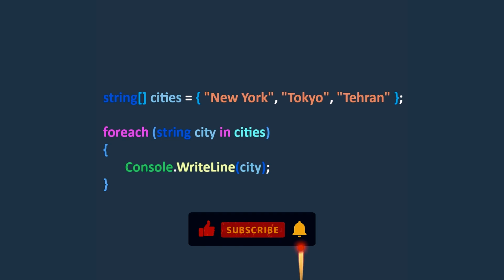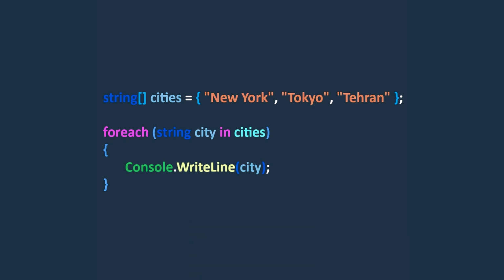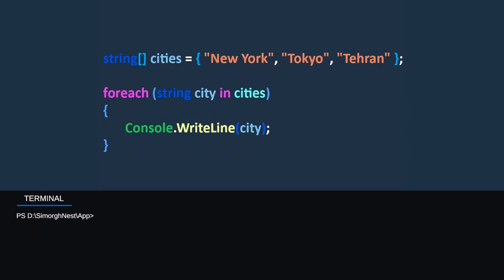Here's how we can use the for each loop to iterate over an array. In this example, we have an array of strings called cities. The for each loop iterates over each element in the cities array and assigns it to the variable city. We can then perform actions on each individual city, such as printing it in the terminal.